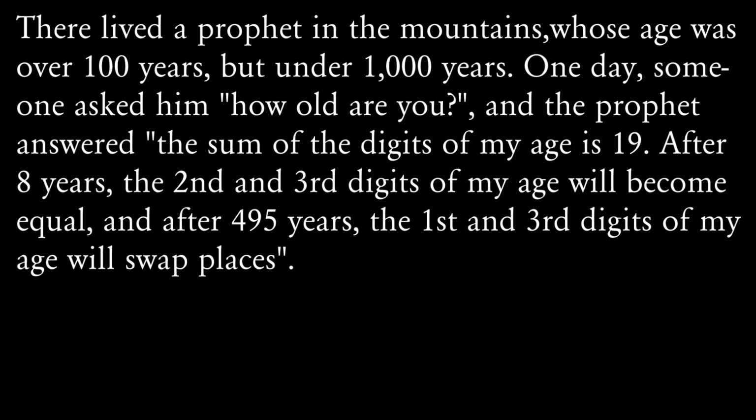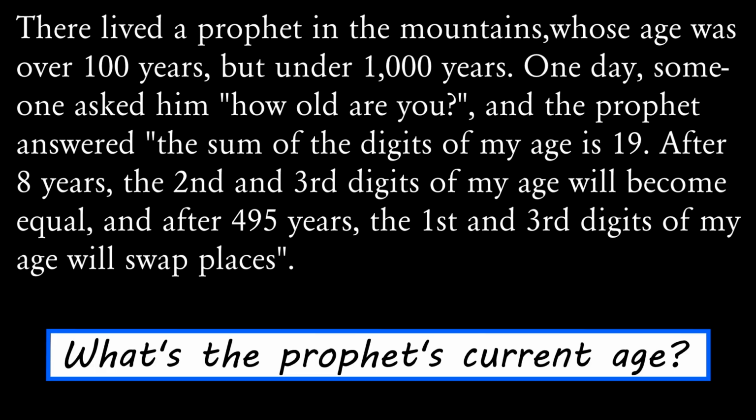And the prophet answered, "The sum of the digits of my age is 19. After 8 years, the second and third digits of my age will become equal. And after 495 years, the first and third digits of my age will swap places." The question is, how old is the prophet?